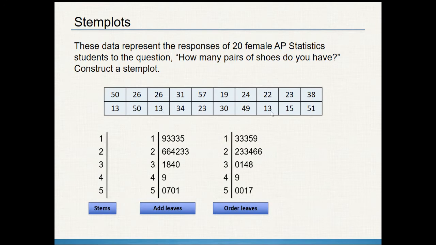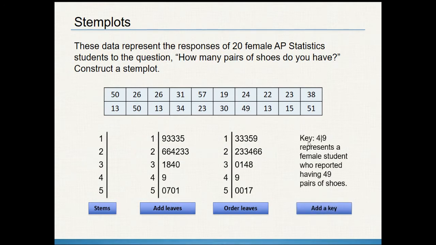Find any other 13s, then go up to the next number, which is 15, then up to the next number, which is 19. I would mark them off as you go through there. You order those, and then remember that 49 represents a female student who reported having 49 pairs of shoes.